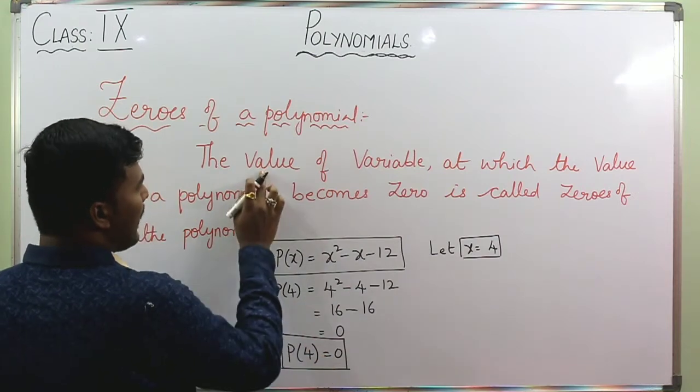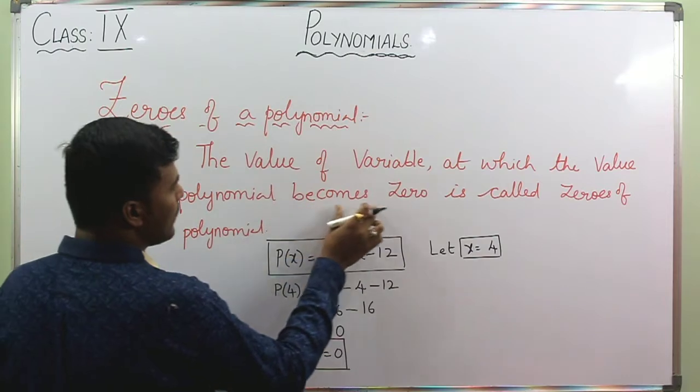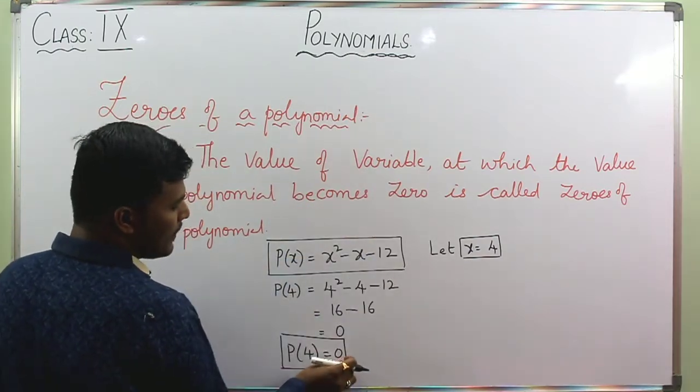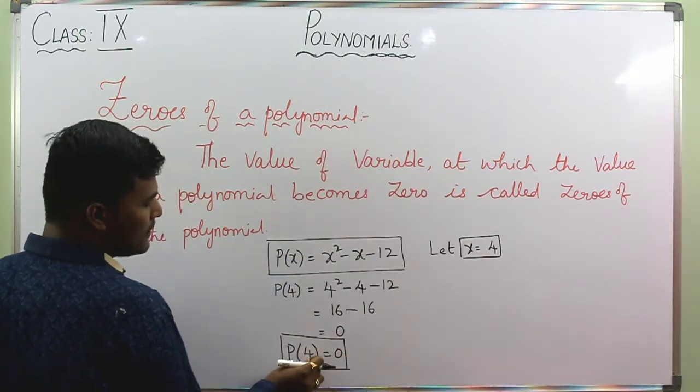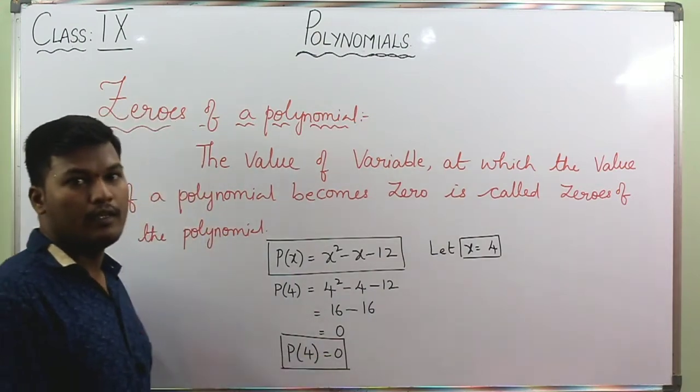So the value of the variable at which the value of a polynomial becomes 0. The value becomes 0 by substituting the variable as 4 here. Hence, this is called the zero of the polynomial.